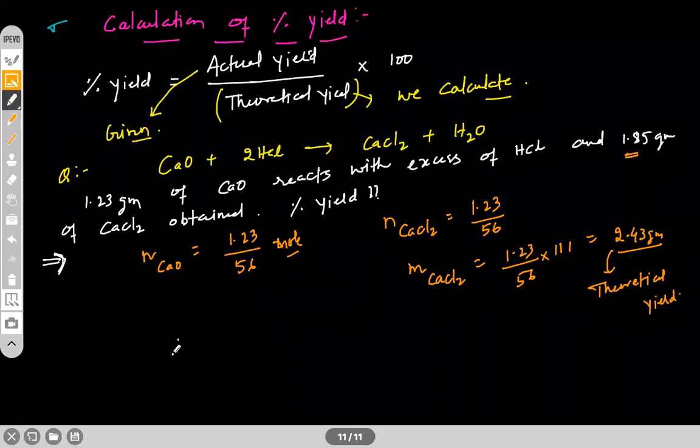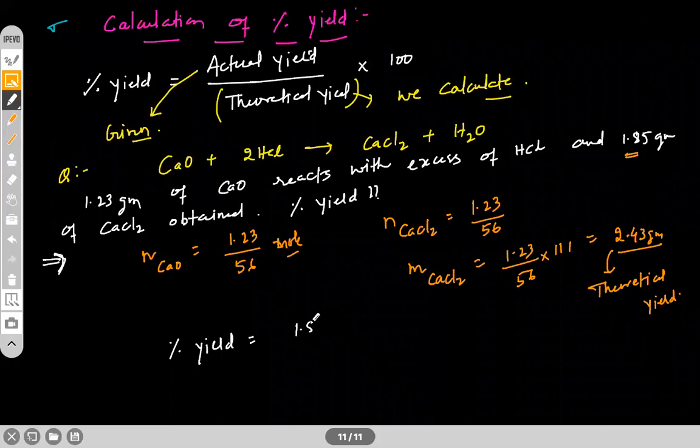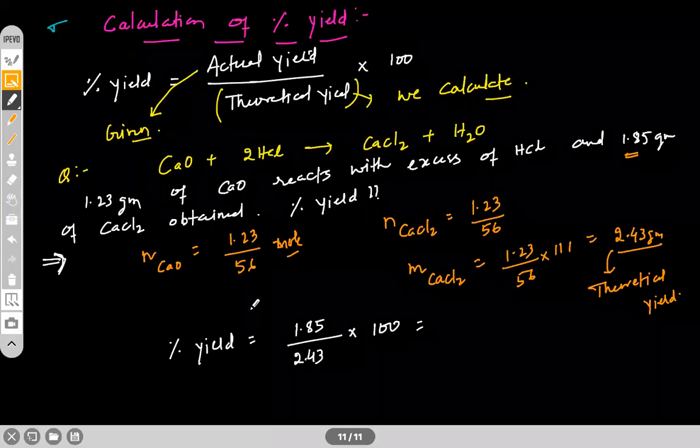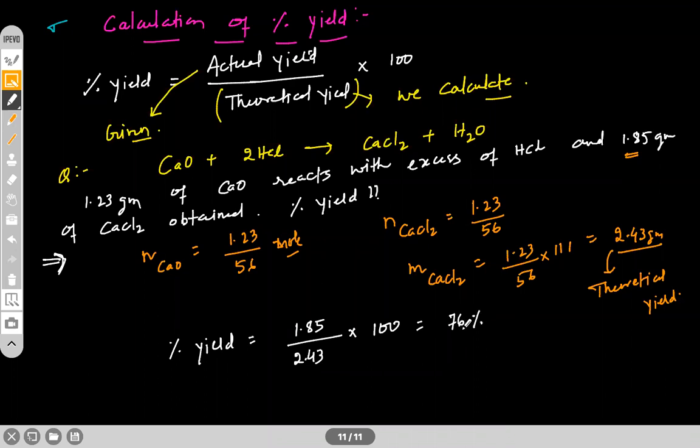Hence, percentage yield is equal to actual, which is 1.85, divided by theoretical, which is 2.43, into 100. When you solve this, you'll get the value which is around 76% approximately.